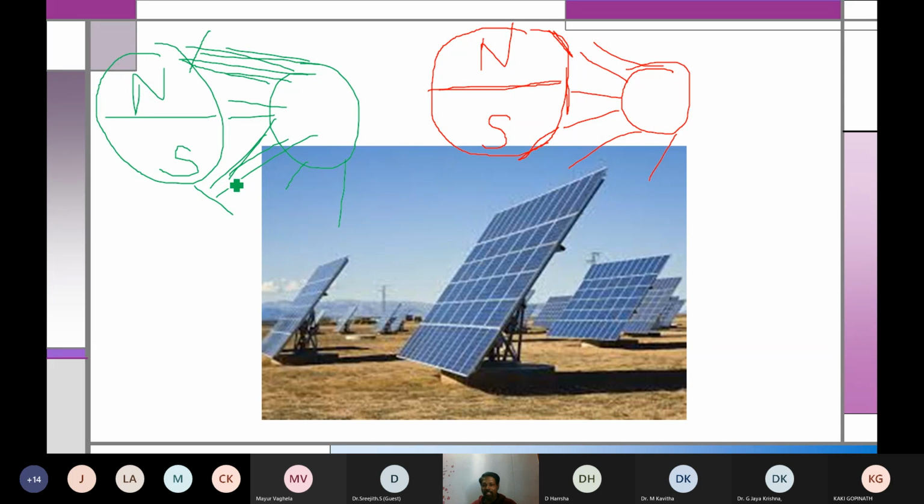Just opposite. In the northern hemisphere it is tilted towards the south, and in the southern hemisphere it is tilted towards the north. As far as our country is concerned, we are in the northern hemisphere, right? So whatever panels we have in our country will be tilted towards the south. It should face the south. If you keep it facing north, just opposite to this, the radiations will not fall properly on your panel. So always, in our country, we need to tilt it towards the south. Since we are in the north, we need to tilt it in the opposite direction. Hope it's clear why it is tilted and in which direction.